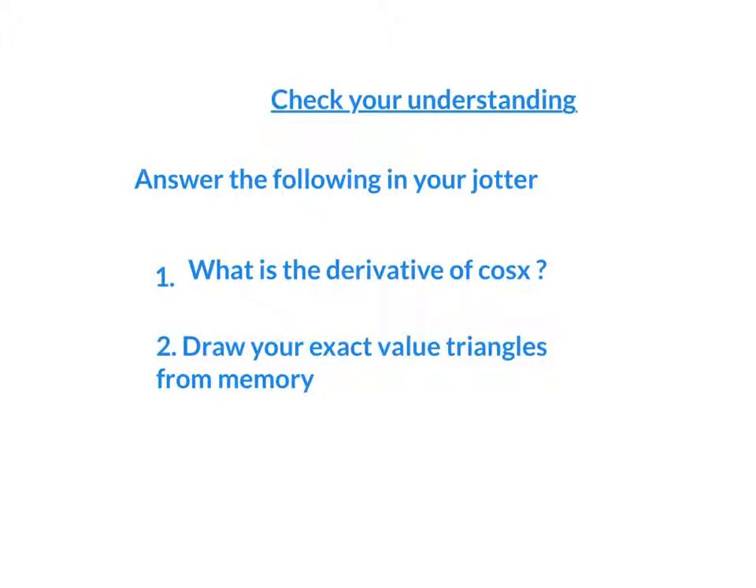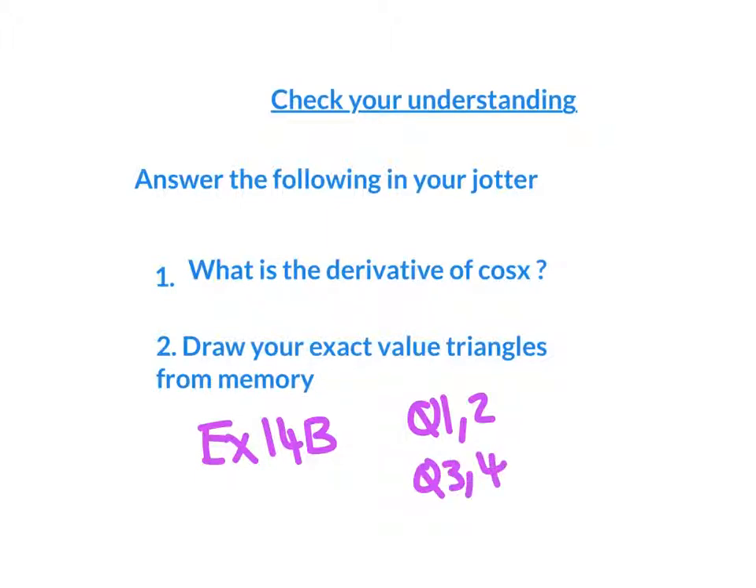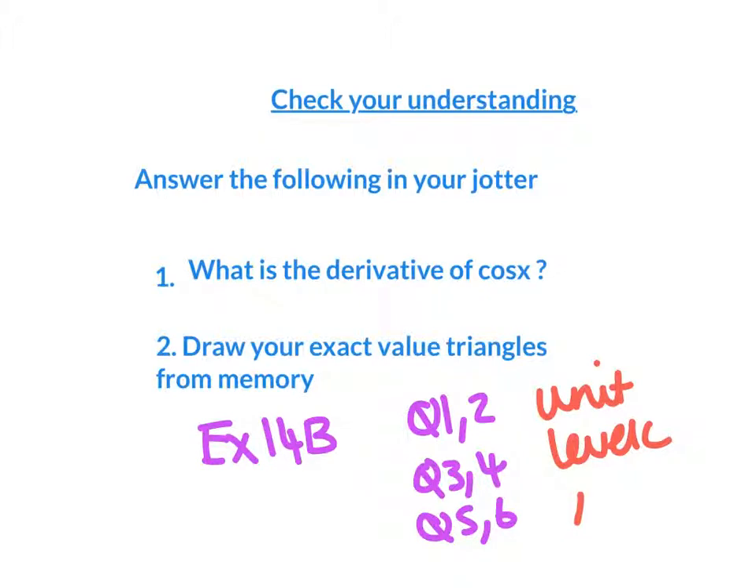We're now ready to move on to exercise 14b. Question 1 and 2 are unit level. Question 3 and 4 are level C. And question 5 and 6 are AB. If you are not confident with exact values or radians, please take the time now to go back over those.